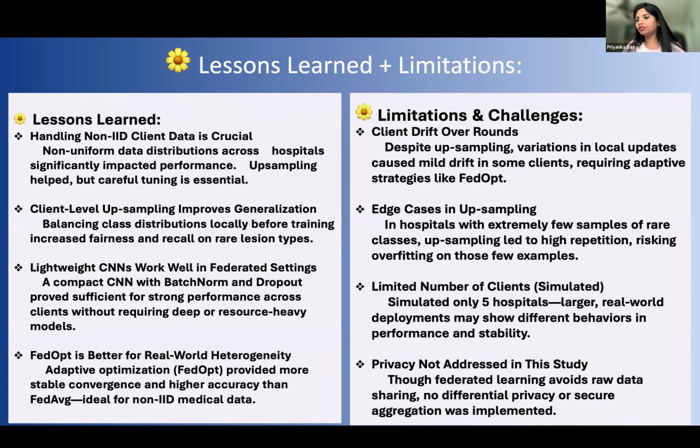Lastly, FedOPT turned out to be better suited for real world heterogeneity. Its adaptive nature led to more stable convergence and slightly higher accuracy than FedAVG, making it ideal for non-IID medical data scenarios.